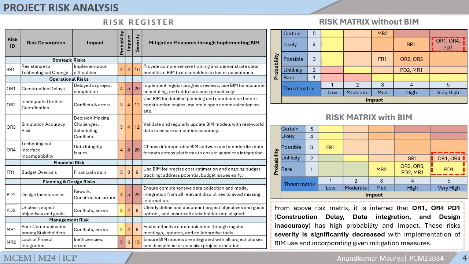The risk matrix without BIM shows that many risk categories, OR1, OR4, PD, which are construction delay and design accuracy, are at higher severity. But with the implementation of BIM, those risks reduced significantly and their severity is lowered, which leads to better satisfaction for the customer and better value to the project delivery.